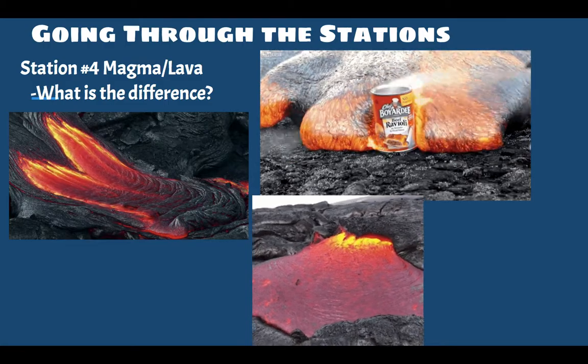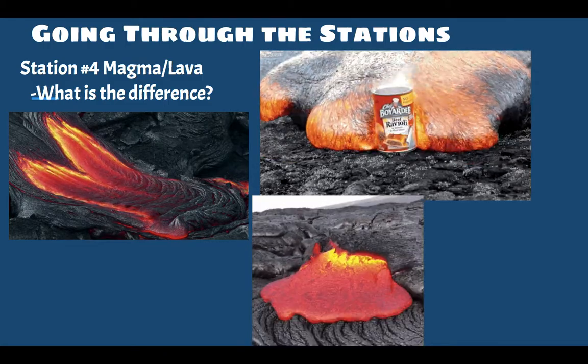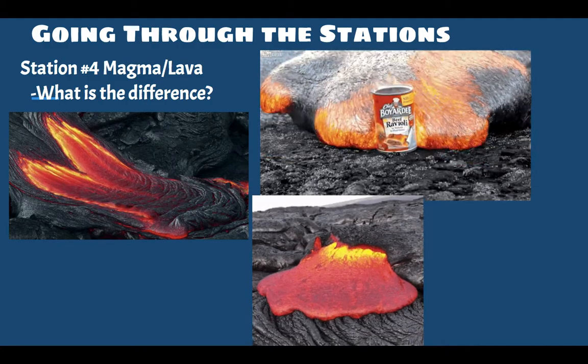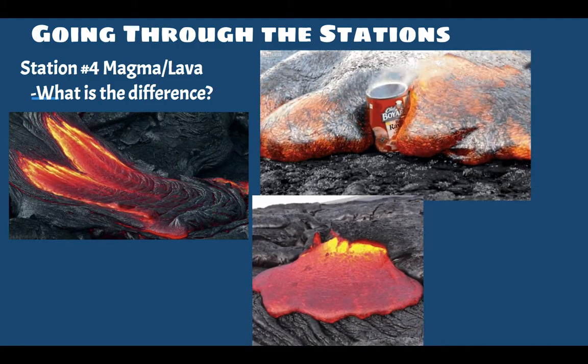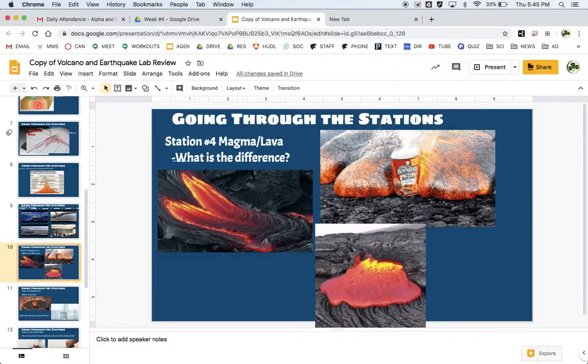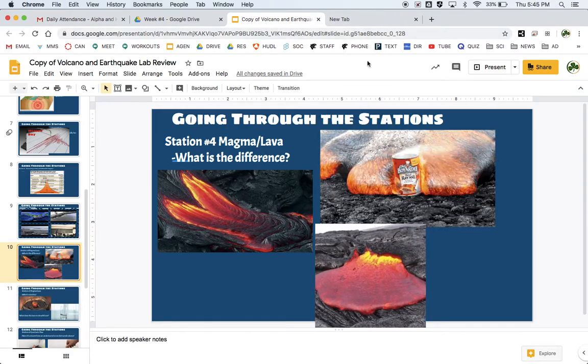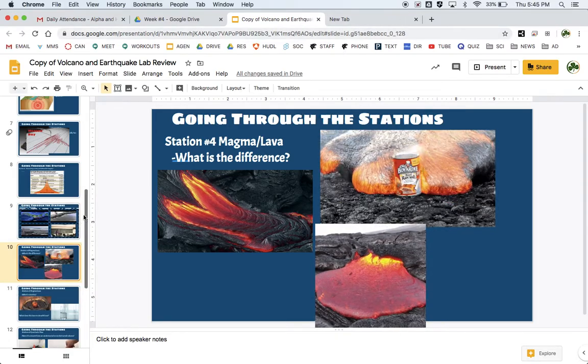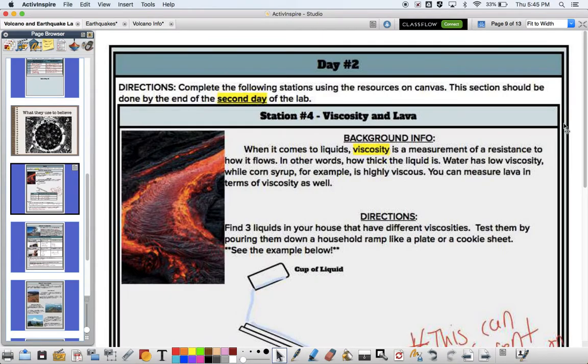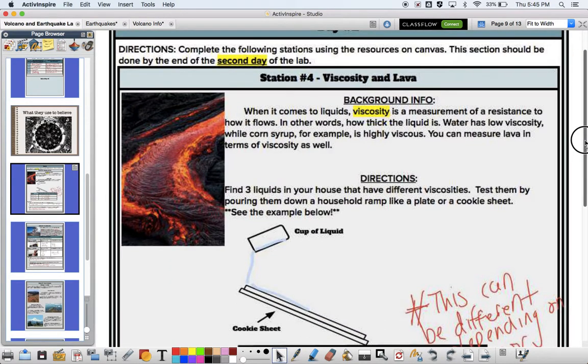And here you have some cool pictures of lava flow, all right, in Hawaii. Very hot, very, very hot lava. Just remember that's melted rock, okay? And it takes a large amount of heat to melt a rock. Now, for Station 4, if we go back to that, we had to determine something called viscosity.